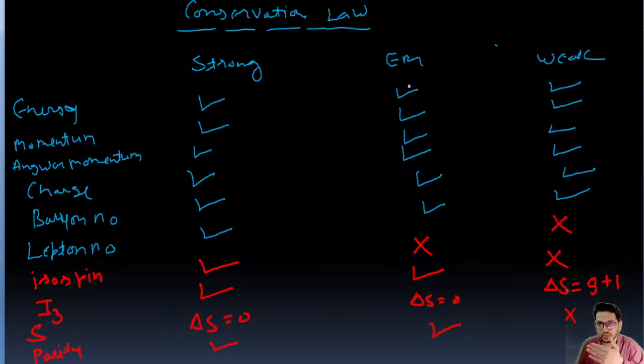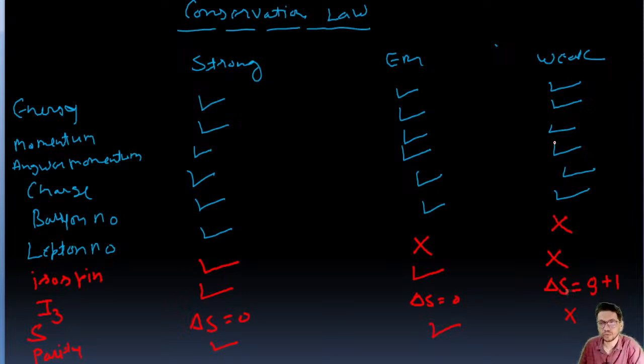If we check that reaction, and if these all are conserved but only isospin is not conserved, and delta S equal to 0, then that reaction is made of electromagnetic interaction. If we talk about weak interaction, this is very important. So we need to identify in a reaction whether it is made of strong interaction, electromagnetic interaction, or weak interaction.